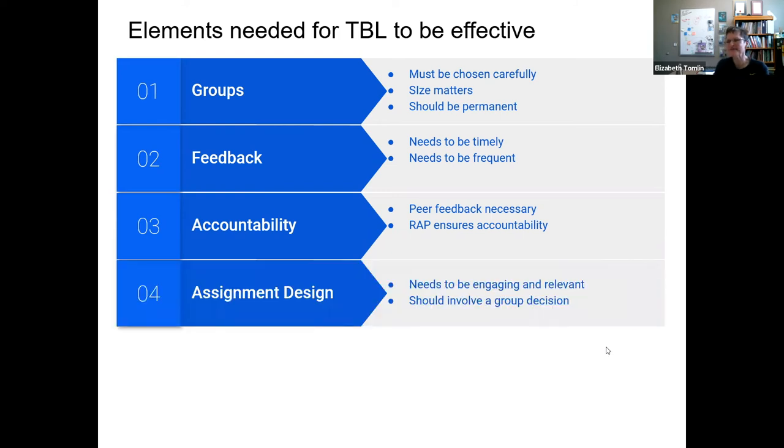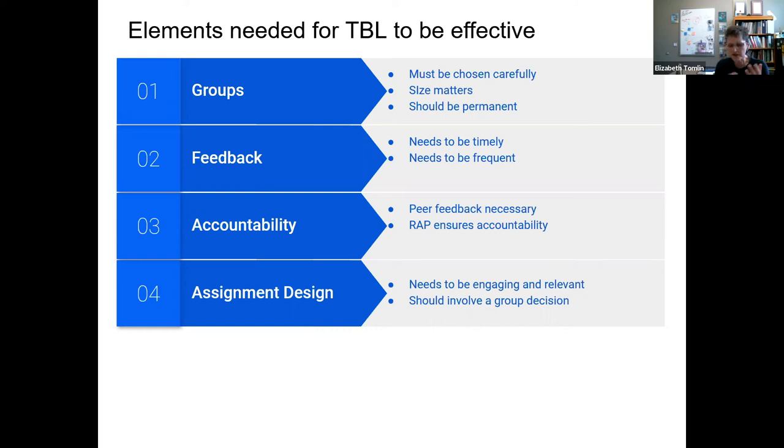Then the fourth one. These are the four that Larry Michaelsen, the father of team-based learning, says are critical, and he's right: assignment design. And I learned a lot about this. I have to credit Ian Beatty and Bill Gerace on the problem-based learning workshops they've given in the past. They are masters of this. So the assignments need to be engaging and relevant, and they have to involve a group decision.